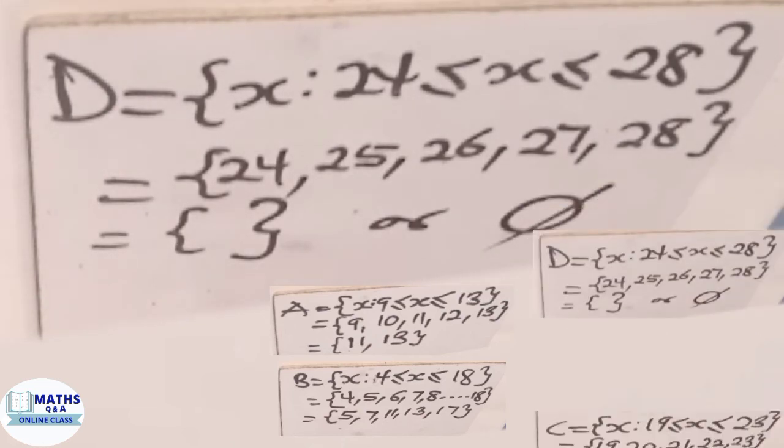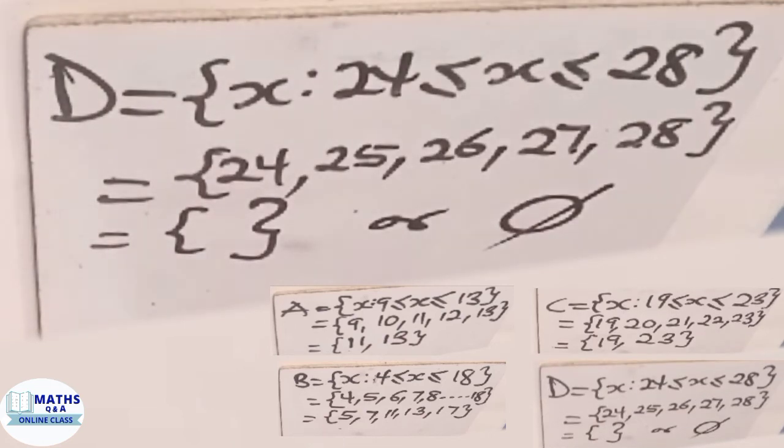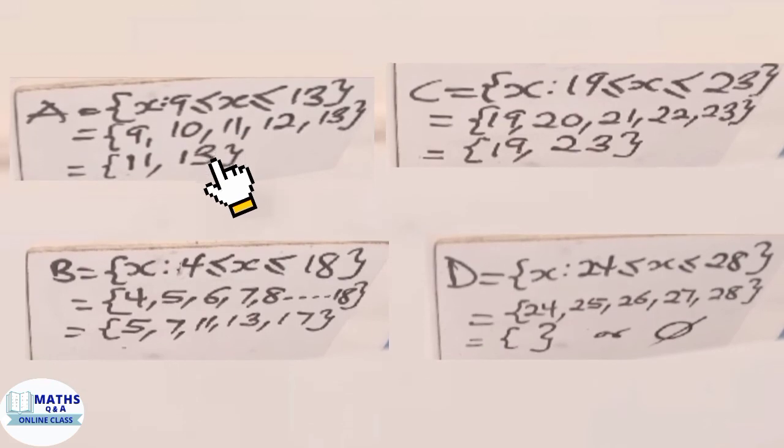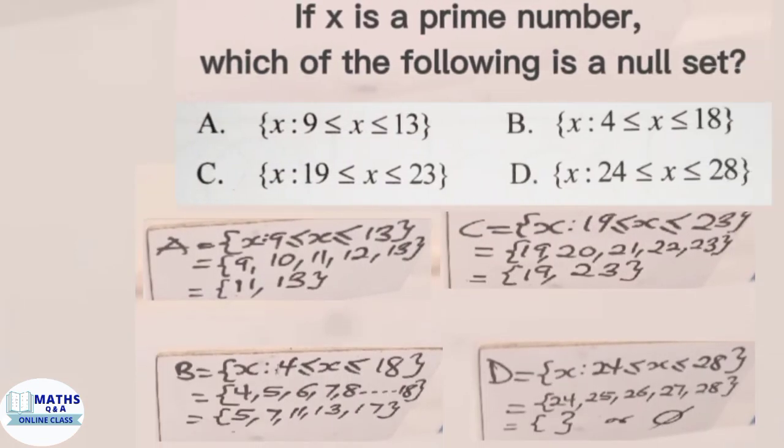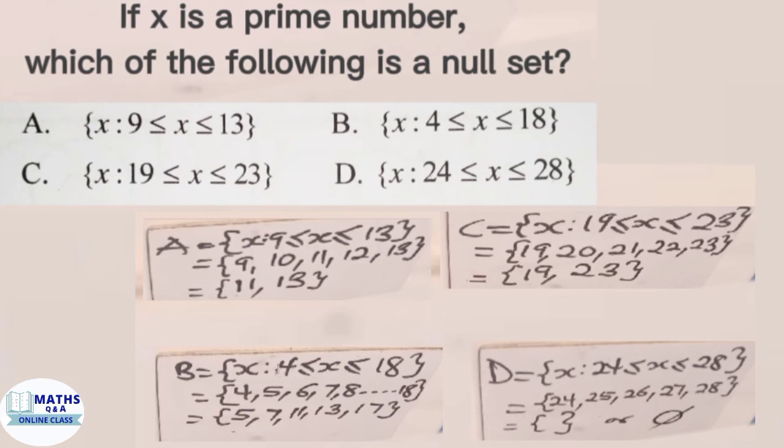Now, we have 4 options. The first option provided prime numbers. Option B also provided prime numbers. Option C also provided prime numbers. But when we check option D, we don't have any prime number in it. And the question says that if x is a prime number, that is the preamble, which of the sets will provide a null set? It means which of the sets will have no members. So what do you think is the correct answer? The answer is D, because D does not have any prime numbers.